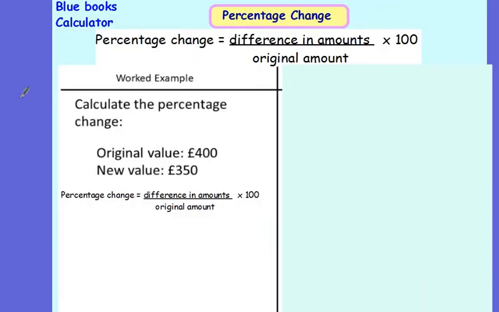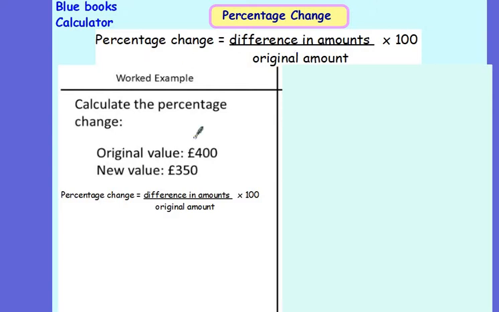Dark blue books for me, Year 7. Can I have the title Percentage Change? Underneath, can you write the equation? Percentage change equals difference in amounts over original amount multiplied by 100. Can you grab a calculator at this point, please, as well? Either use a calculator on the computer, or if you have a calculator to hand, that's even better.